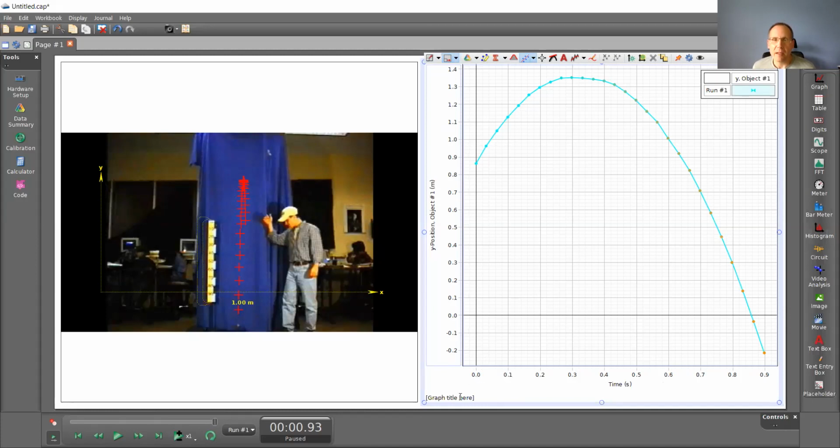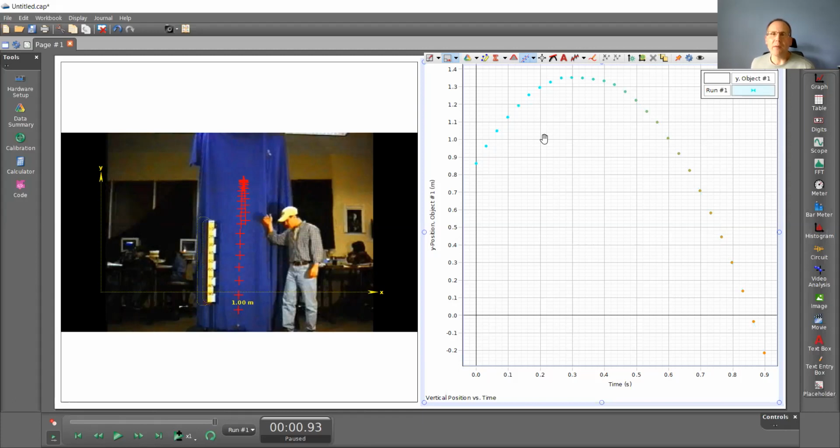For the title here, I'll say vertical position versus time. Now notice that it connects the data points with line segments. We want to get rid of those. So the usual, right? I highlight a data point, right click, uncheck show connecting lines.